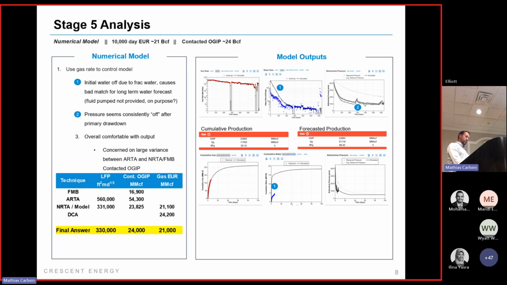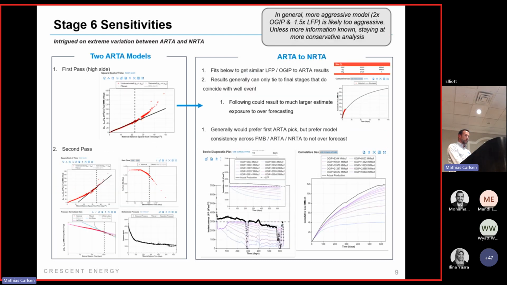So with those similar, pretty good match off of flowing material balance, contacted OGIP was on the lower side at 17 BCF on the NRTA, and then the final numerical model moved out to about 24 BCF. And then 21 BCF on the gas EUR forecast. And so I was feeling a little bit comfortable, since my DCA, flowing material balance and NRTA model were all kind of syncing, but had that very bad feeling that ARTA still just didn't make sense.